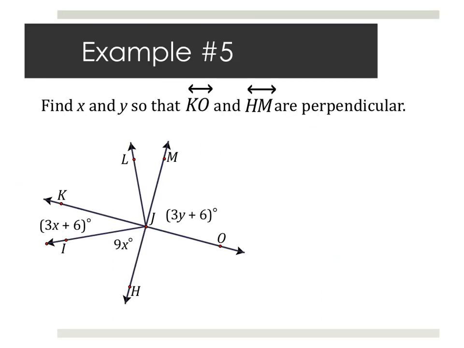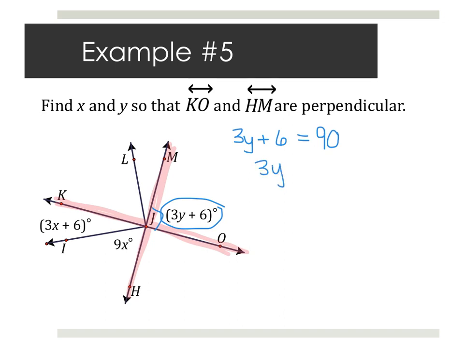Last example for these notes. It says find x and y so that KO is perpendicular to HM, so that the two of those are perpendicular. So KO is this line, and HM is this line. And I highlight it because I have other rays and segments here, just to keep things clear for myself. So as I drew that in and highlighted it, the first thing I noticed is this angle right here. If they're going to be perpendicular, that would mean 3y plus 6 degrees is going to equal 90, because if those lines are perpendicular, that's going to be a 90-degree angle.